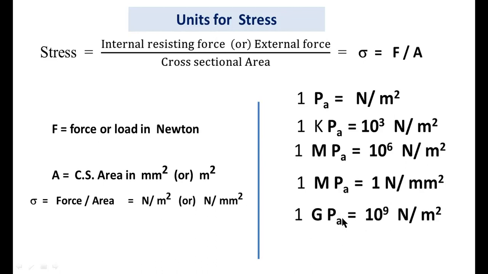Now similarly, 1 gigapascal equals 10 power 9 Newton per meter square. If you want to convert Newton per meter square into Newton per mm square, then you cancel 10 power 6, since 1 meter square equals 10 power 6 mm square. So 1 gigapascal equals 10 power 3 Newton per mm square. These are the important units used for stresses.